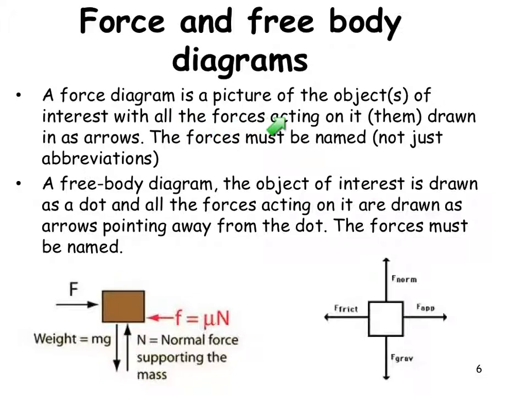And then you show the forces acting on the object as arrows. The forces must get a name, but they can kind of go in any direction. So this is pushing onto the box, this one's pushing away from the box, that's onto the box, that's onto the box, and it doesn't really matter.